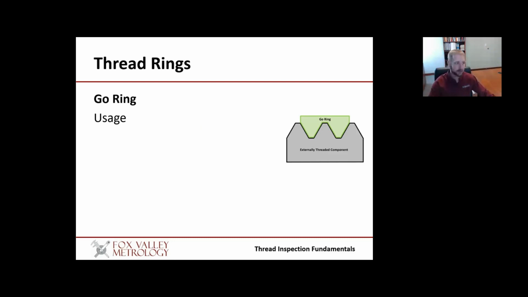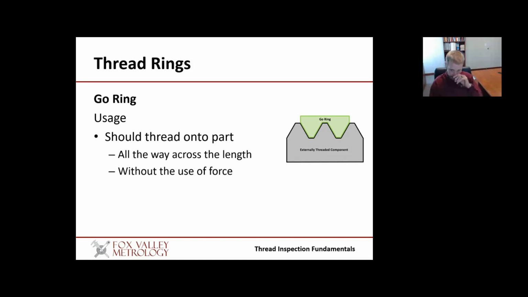So how do we actually use the Go ring? Well, you can imagine this is going to be very similar to the Go member of thread plugs, just for externally threaded components as compared to internally threaded components like we discussed on the thread plug side of things. So this, of course, should thread all the way onto the part. And as mentioned before, it should go all the way across the entire length of the component without the use of any substantial force. If not, the part fails.